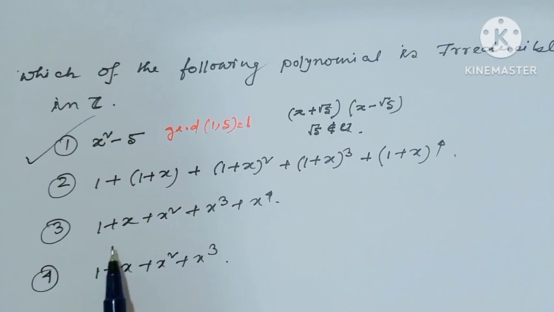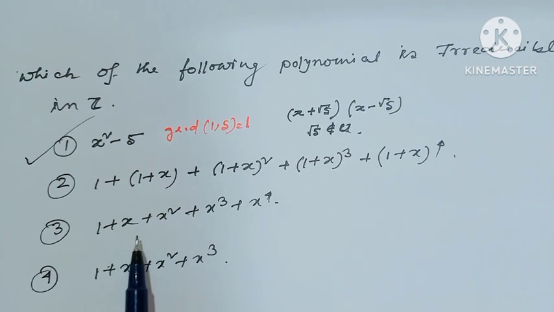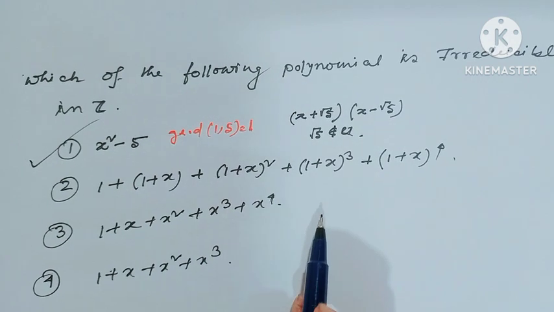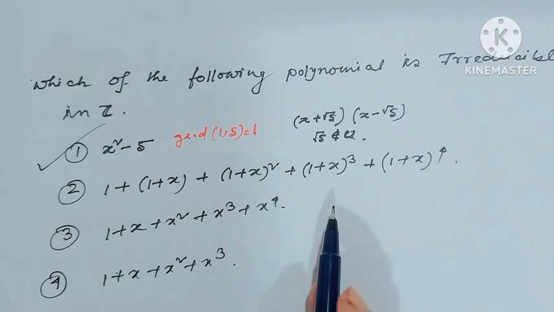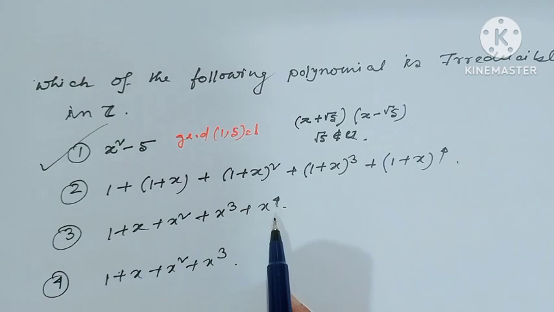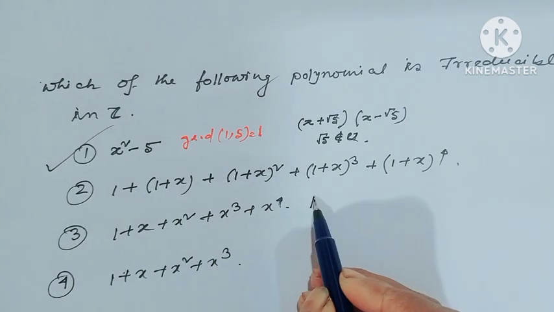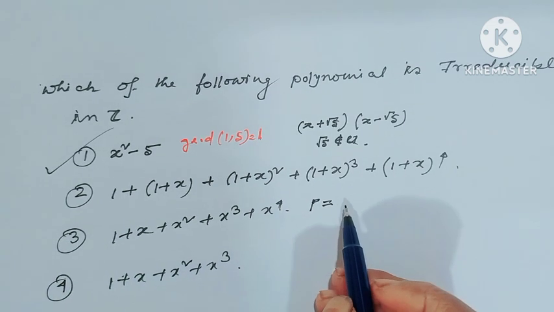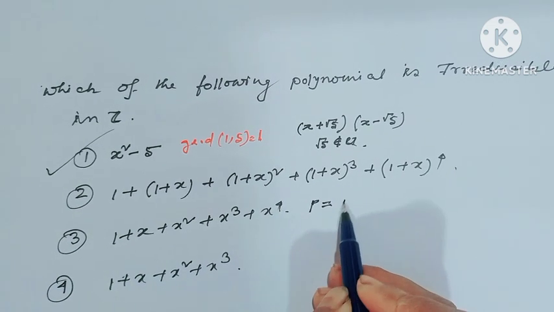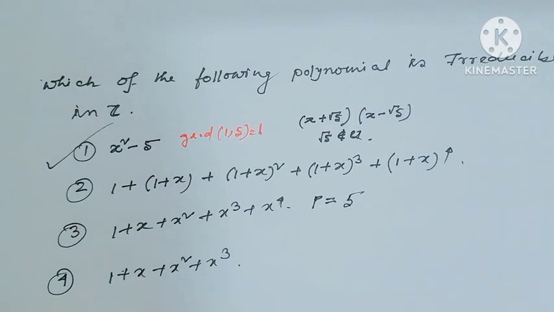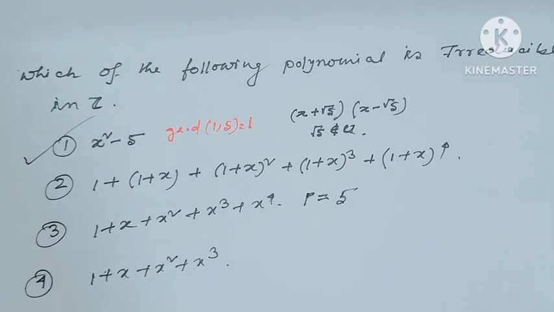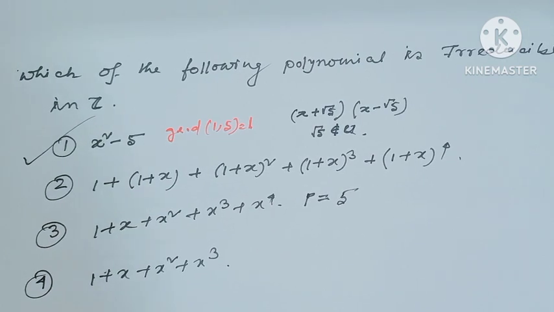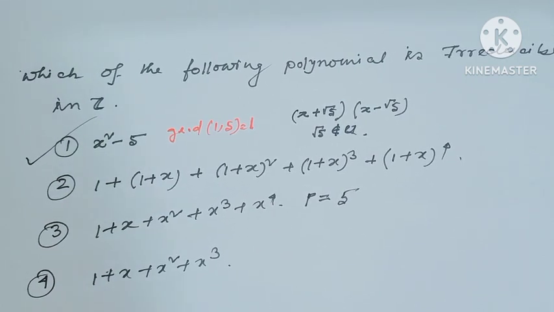So at first I will see the third option: 1 plus x square plus x cube plus x to the power 4. In my previous video I have seen this is the cyclotomic polynomial, and when p is a prime number, here p equal to 5, then always this is irreducible. So I have told you why my previous video is very important.